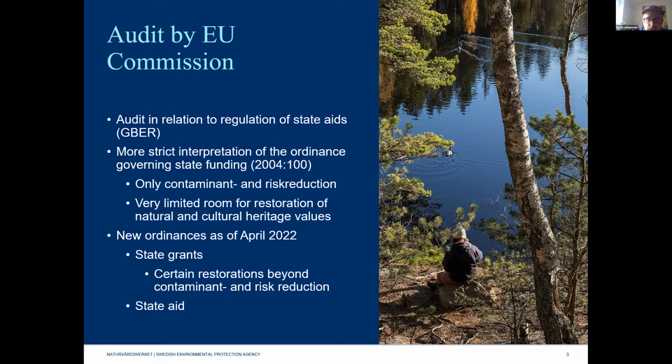But as of April this year, we have two new ordinances governing our funds. One aims at state grants, which covers remediations where there are no economic operations connected to the property ownership. With that new ordinance, we have a possibility to finance certain restoration activities beyond the contaminant and risk reduction. And then we also have a new ordinance governing those cases where it's state aid, that is, when there is an economic activity or operation connected to the property ownership.